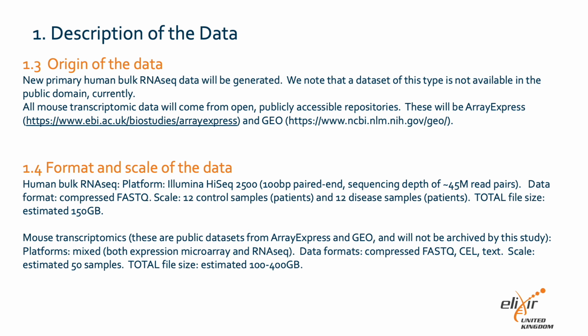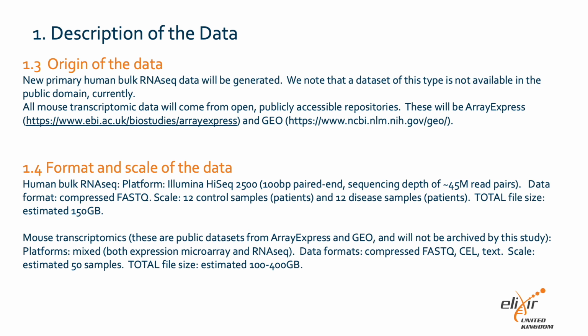For human data, we are planning to use the Illumina HiSeq 2500 platform with 100 base pair paired-end reads in a sequencing depth of around 45 M. Data format will be compressed FASTQ, and the total file size of the 24 samples, 12 control samples and 12 disease samples, is estimated to be 150 gigabytes.